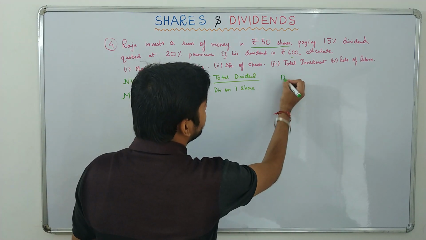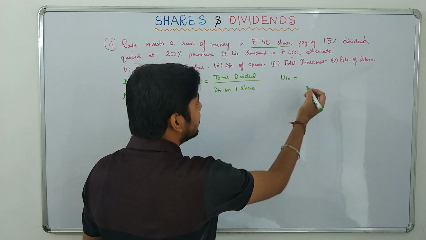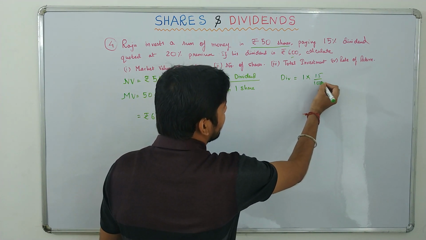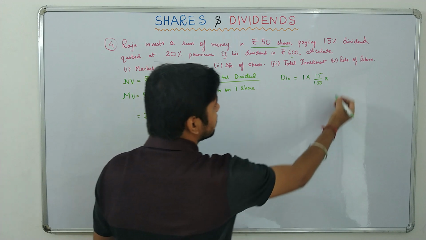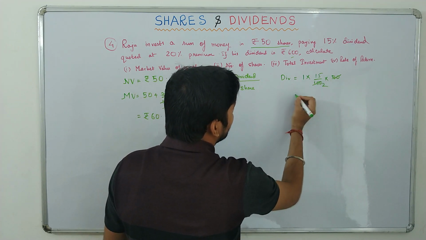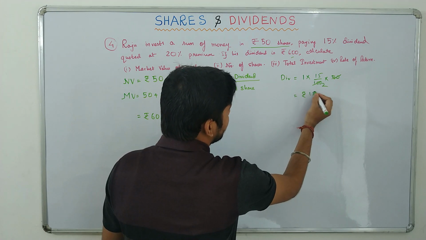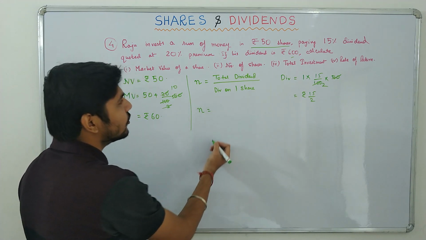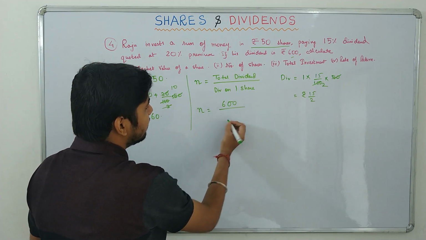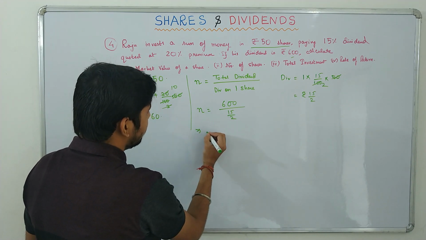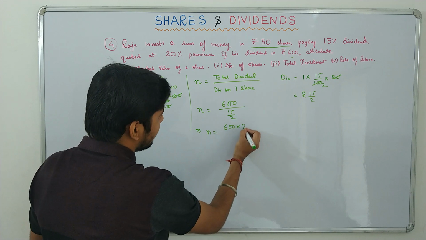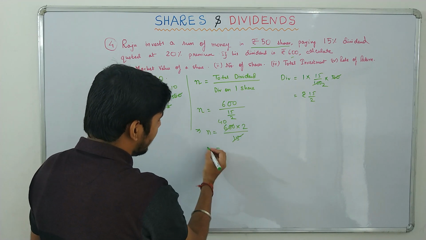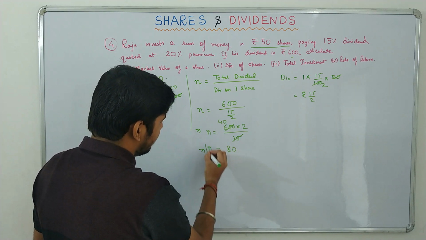Let's calculate it. We know the formula of dividend, which is number of shares, over here it will be 1, into dividend percent divided by 100, which is 15 by 100, into the nominal value, which is rupees 50. So 2s are, so dividend on one share is rupees 15 by 2. So we will use this formula. Number of shares n is equal to total dividend 600 divided by dividend on each share, which is 15 by 2. Therefore number of shares is equal to 600 into 2 divided by 15. This will get to 40. So we have number of shares n is equal to 80.